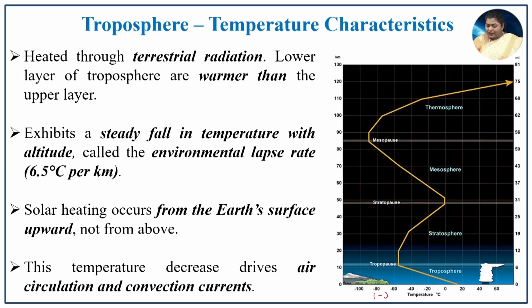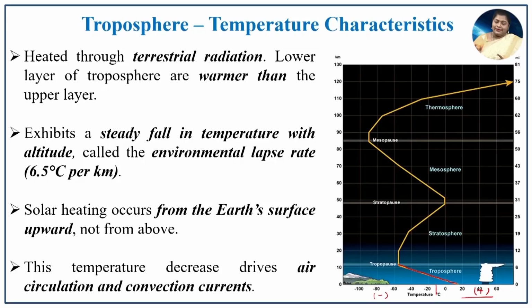So, in this diagram, we have the minus temperature in this region and plus temperature in this region. In the troposphere, while considering it, the temperature is what? Decreasing. So, the temperature is decreasing here with increasing altitude. This is mainly called what? The environmental lapse rate, that is 6.5 degrees Celsius per kilometer. The solar heating occurs from the Earth's surface upward. Solar heating is from the Earth, not from above. It is not from above, it is from the Earth's surface. So, this is also one of the reasons.